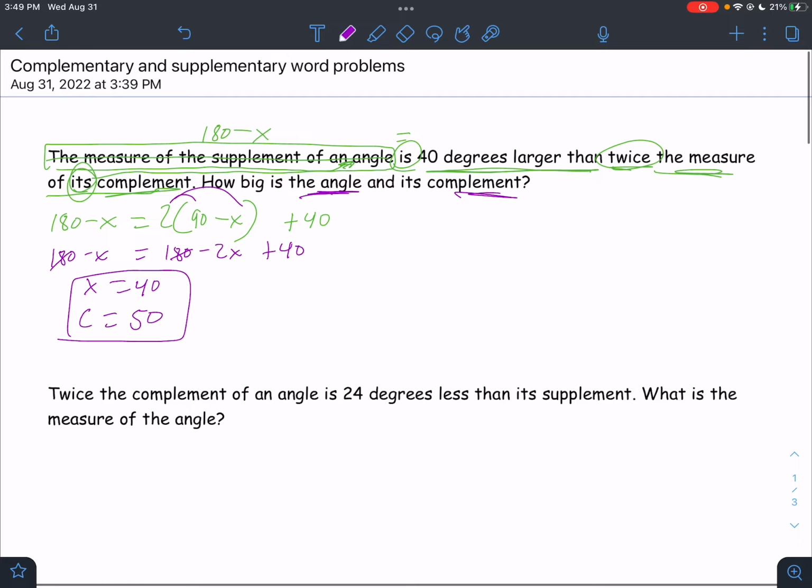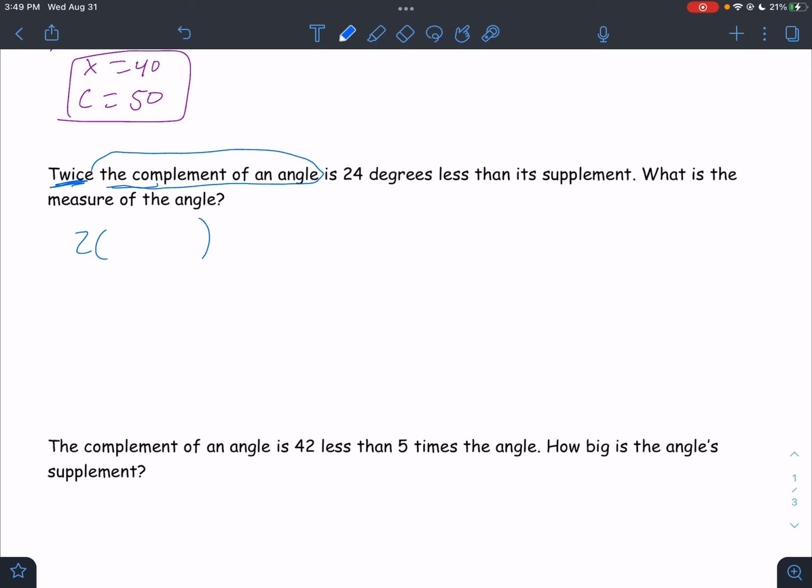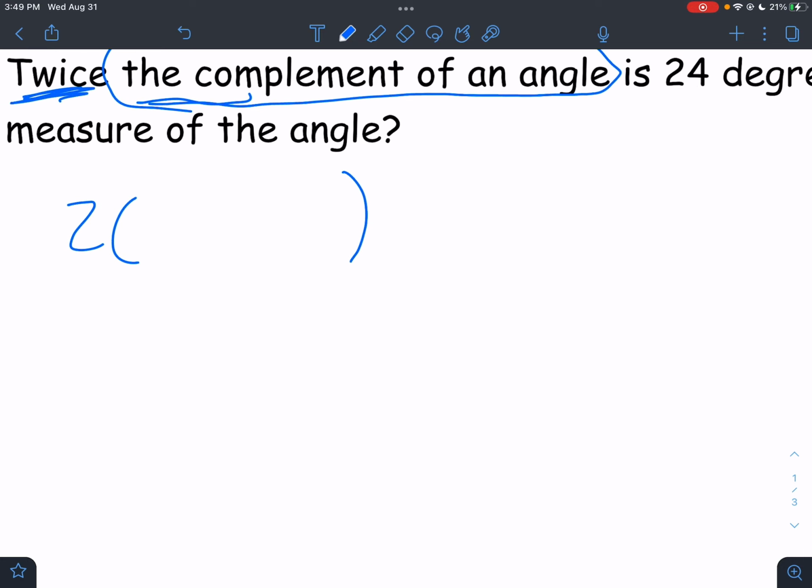So then continuing on, twice the measure. Let's do another one. Twice the measure of the complement of an angle. Twice. That's 2 times something. The measure of the complement. Twice the complement. The complement. We talked about that earlier.